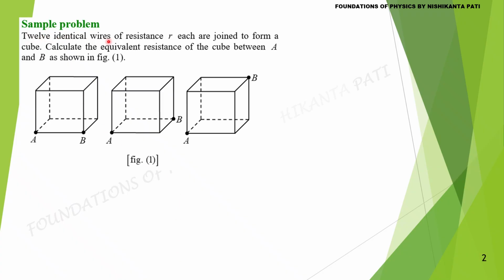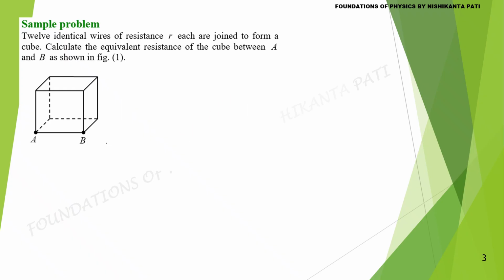12 identical wires of resistance R are joined to form a cube. Calculate the equivalent resistance of the cube between A and B as shown in the figure. So we have to find the equivalent resistance between A and B. Let us find the equivalent resistance between A and B.